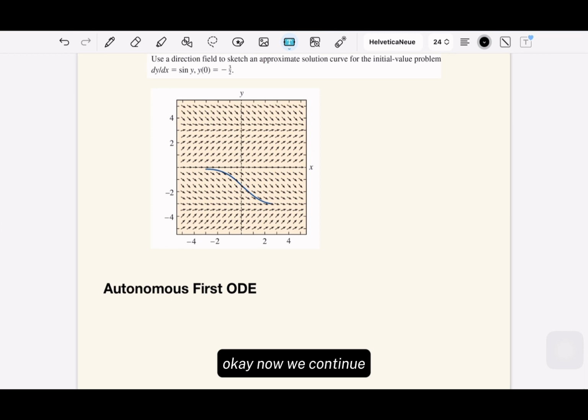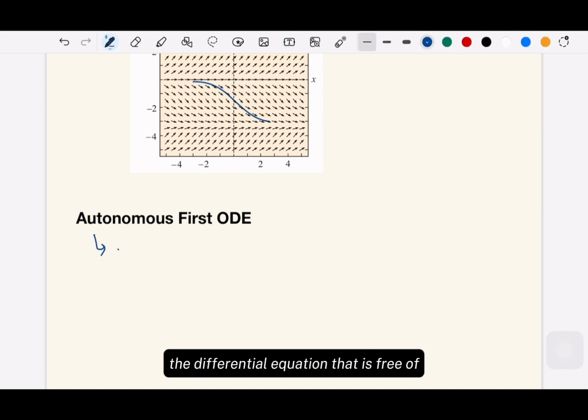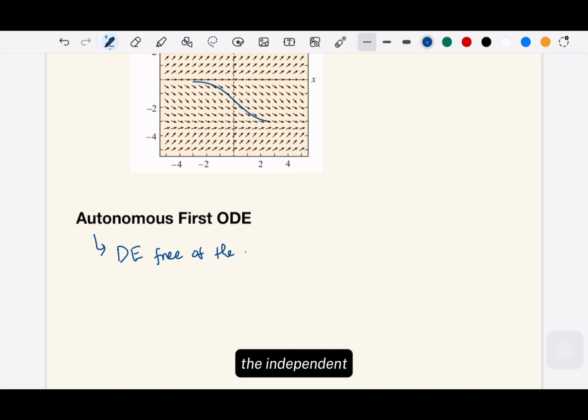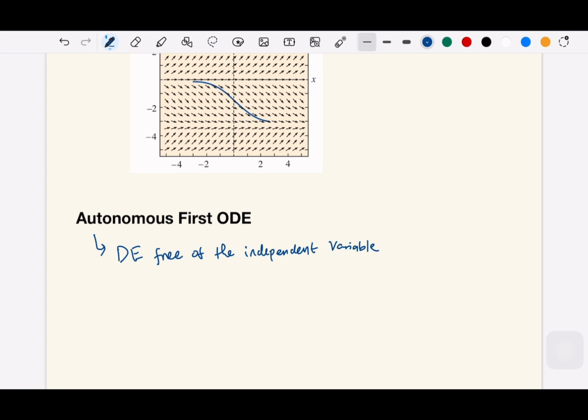Okay, now we continue. Now from the direction fields or the slope fields, I would like to explain what we call the autonomous first order differential equations. So what does it mean? This is a differential equation that is free of the independent variable. Usually we say the independent variable is x, so this means that this DE doesn't explicitly show x.